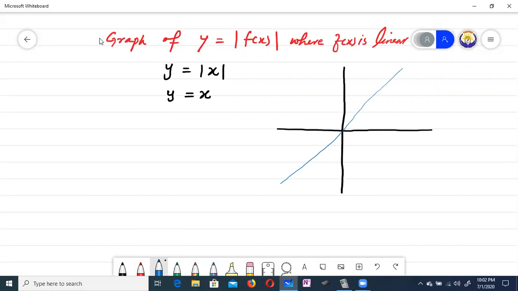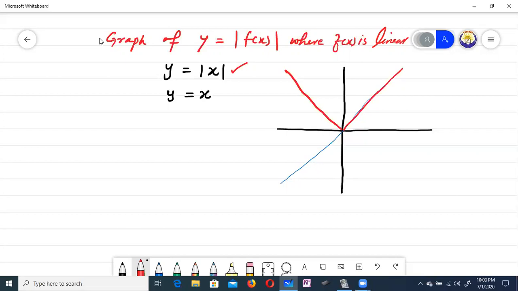Then you can reflect in the x-axis the part of the line that is below the x-axis. How you can reflect? This portion above the x-axis will be as it is. Below the x-axis, we will reflect this one, upper side, like this. Now in this red color, this is the graph of y is equal to modulus of f of x. In this way, we have to draw the graph of modulus of f of x.